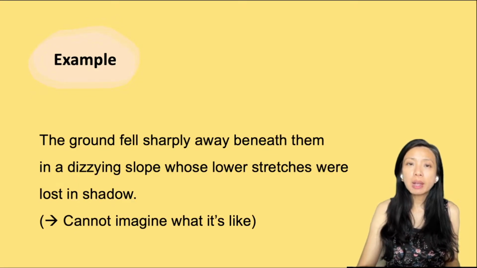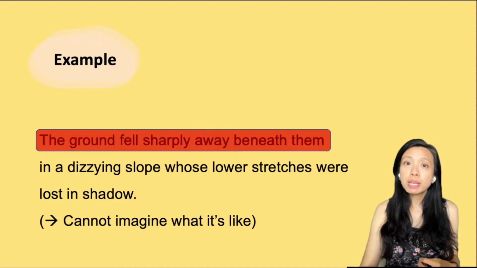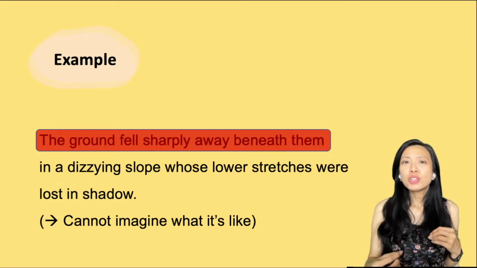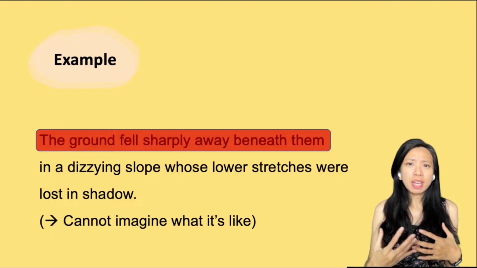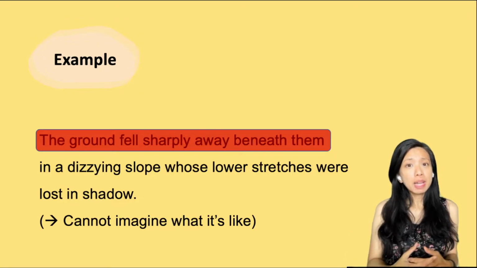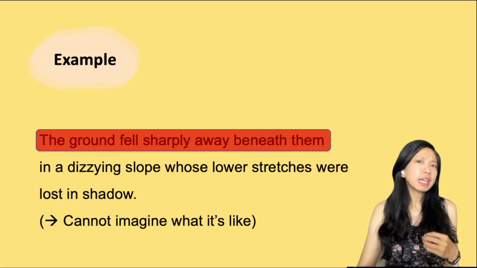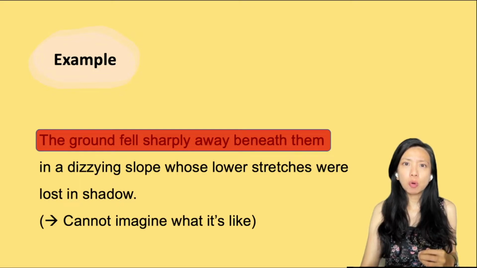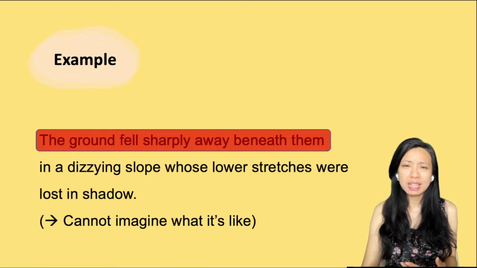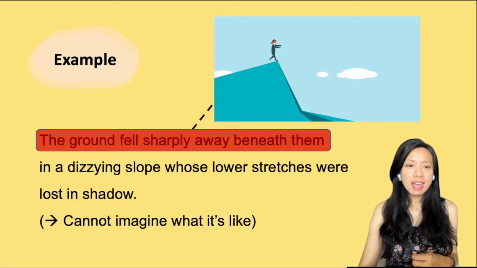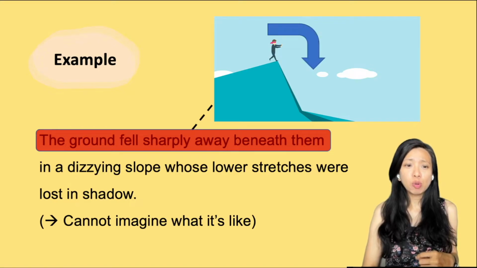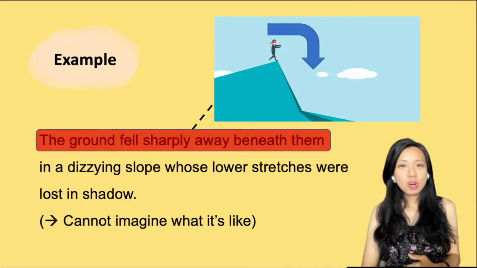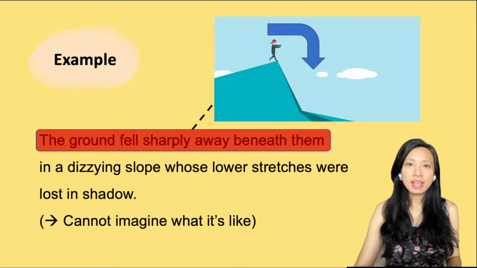So the first part would be, the ground fell sharply away beneath them. So in this sentence, obviously the ground cannot fall away, but can you just imagine it's probably like a very, very steep slope or kind of a cliff in that sense, like you can see in this picture here. And notice that the guy in the picture, if he were to take another step forward, he's probably going to fall and roll right off that cliff. Okay, so that's the first part. Let's look at the second part.